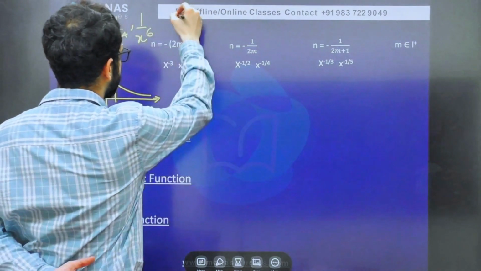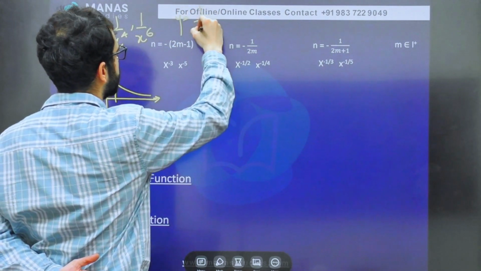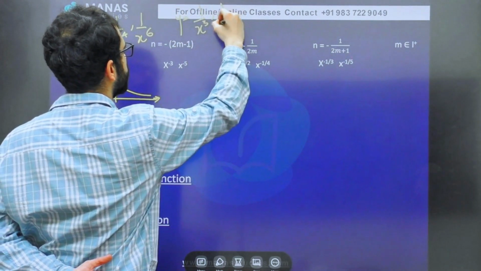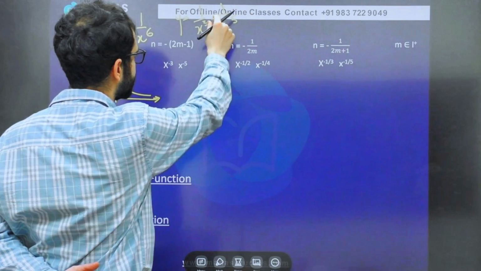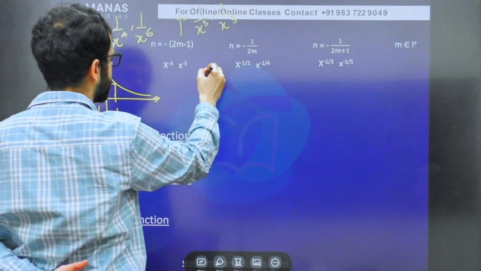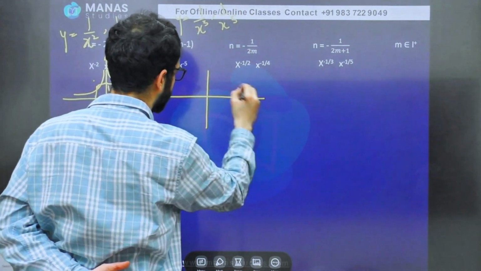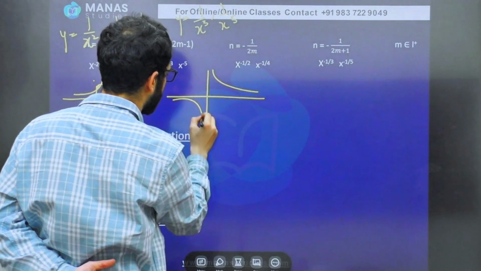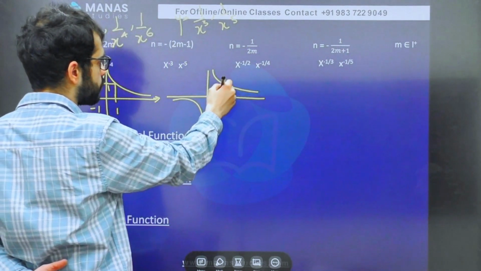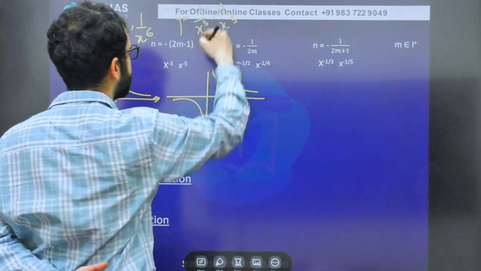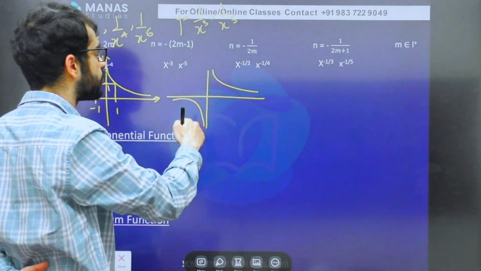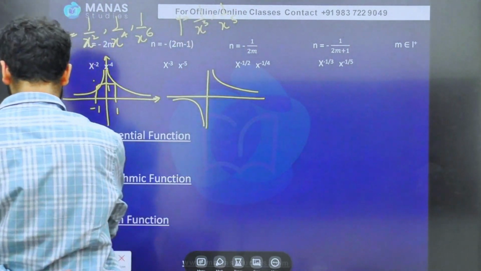In this case, when you're drawing the graph of y equals 1 upon x cube or 1 upon x to the power 5, that is, the power is an odd multiple, then the graph would look like this. If you input plus 2, then the value would be 1 upon 8, and if you input minus 2, then the value would be minus 1 upon 8.